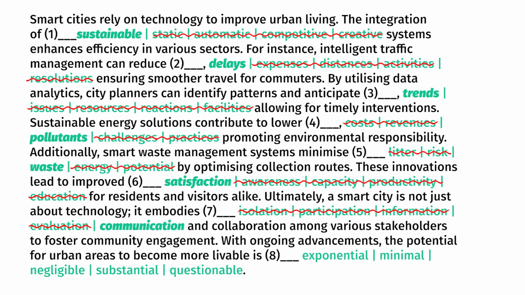And then finally, the potential for urban areas to become more livable is exponential. So this is a tricky one. Exponential means it can get better and it can rise very quickly. So that's kind of connected to that word potential, because potential means the good things that can come in the future.